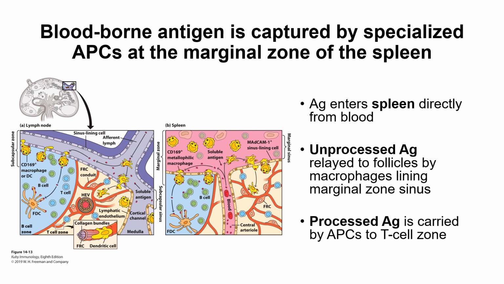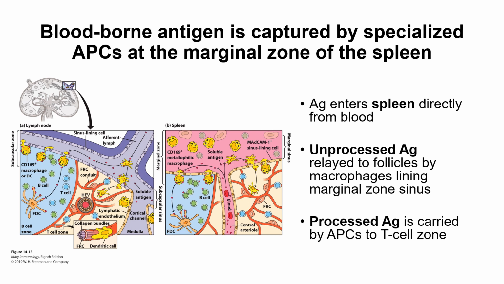So those blood-borne antigens are captured by specialized antigen-presenting cells at the marginal zone of the spleen. This is still part of your innate, non-specific immune response, but we're starting to bridge the non-specific over to the specific portions. This is how the antigens actually get from the site of infection into the tissues. And again, there are slight differences in the pathways between the spleen and the lymph nodes.